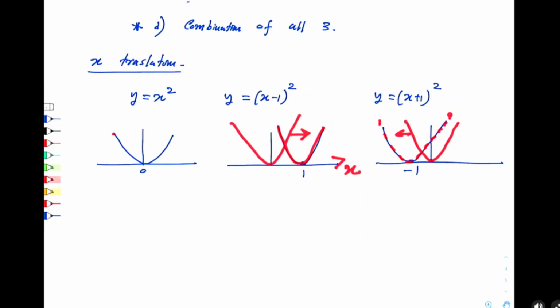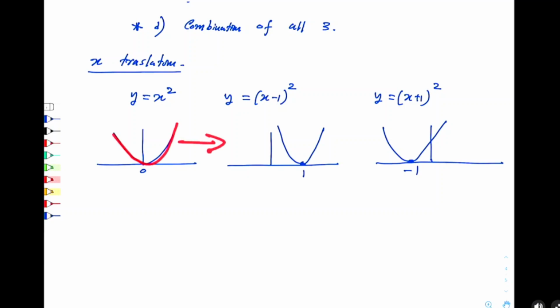And that is X translation. Moving the whole function to the right, or to the left. It can be seen here, and that is happening in the X direction. Moving away, moving in the negative direction. Any question?